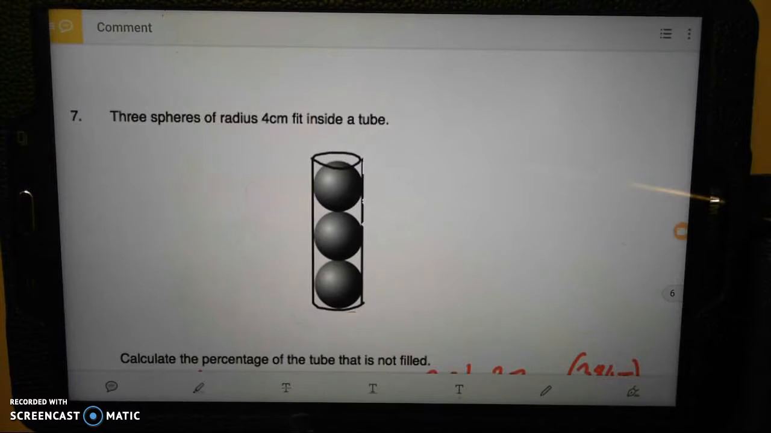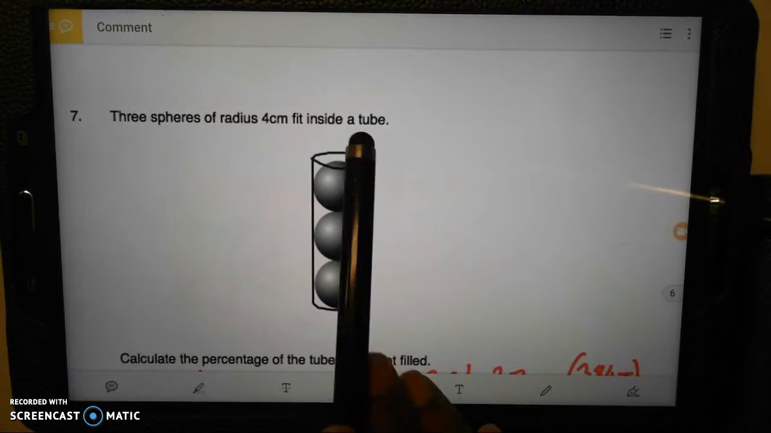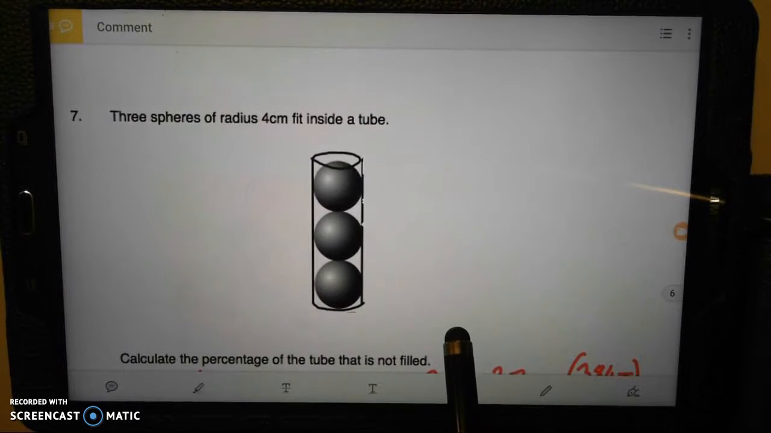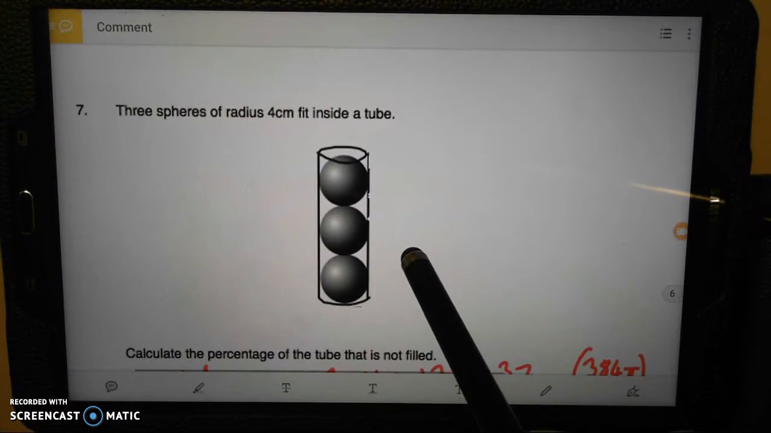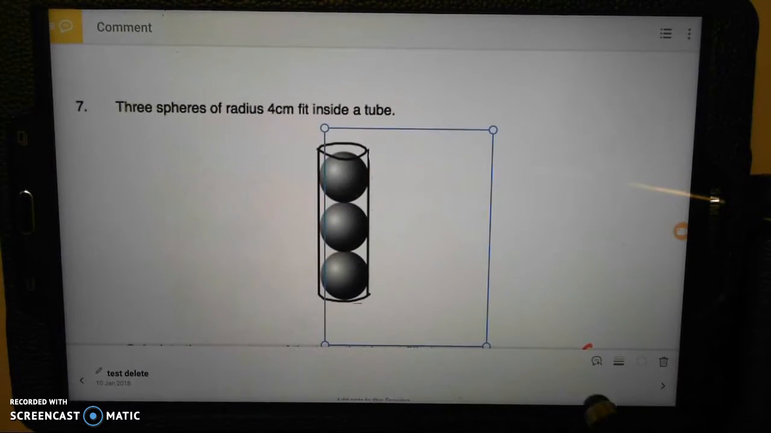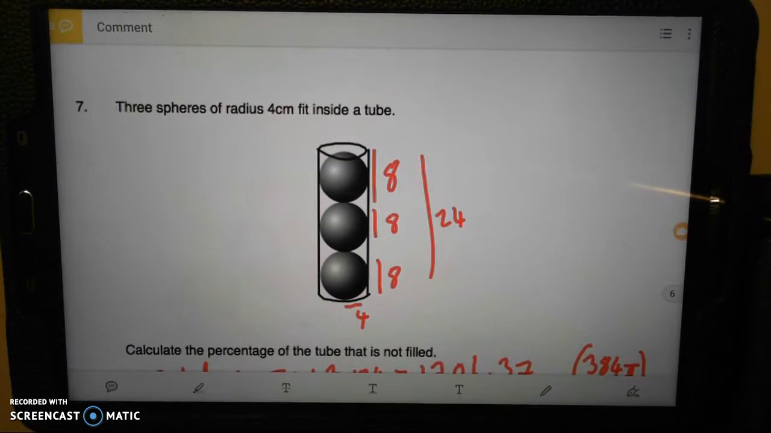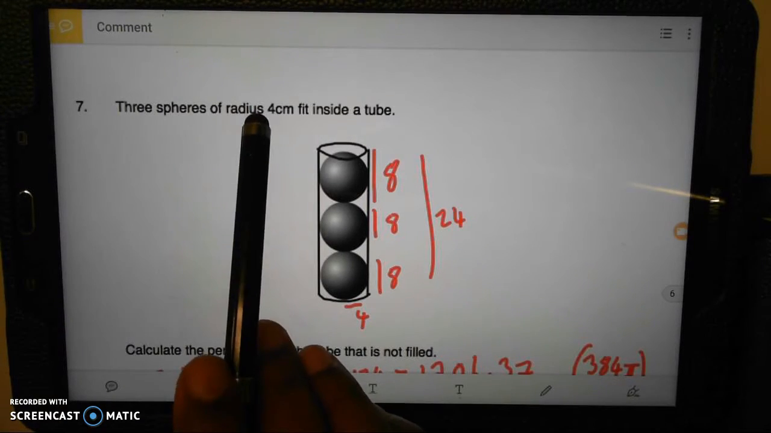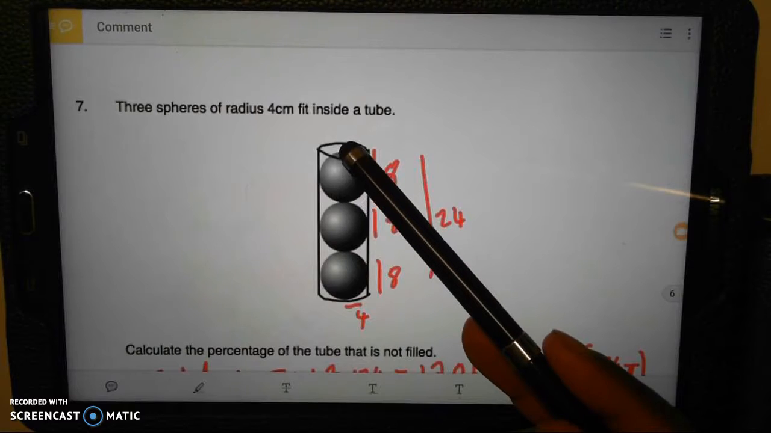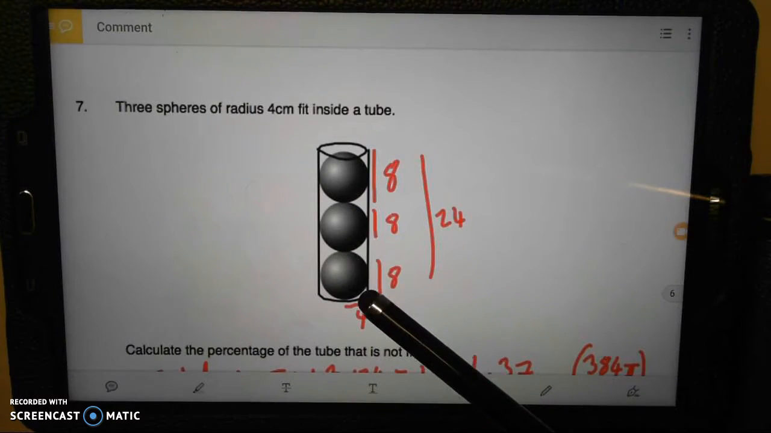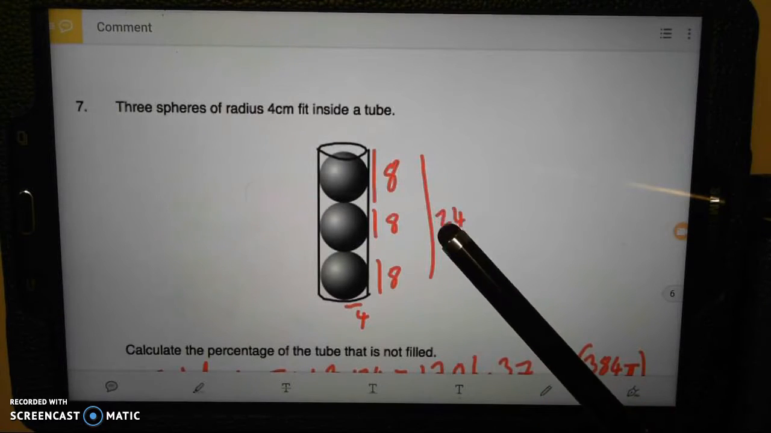The second thing is we don't know the radius of the cylinder or the tube. But actually we do. They have given us that information in the question. If you think about it, the radius of each ball is 4. So therefore, if the ball just about squeezes in, then the radius of the cylinder is also 4. Now if the radius of each ball is 4, then the diameter of each one is 8. So from the top of the ball to the bottom of the ball is 8, another 8, another 8. So 3 lots of 8 means 24.